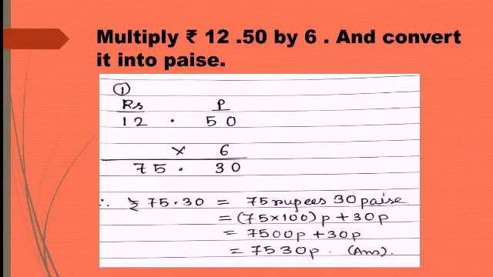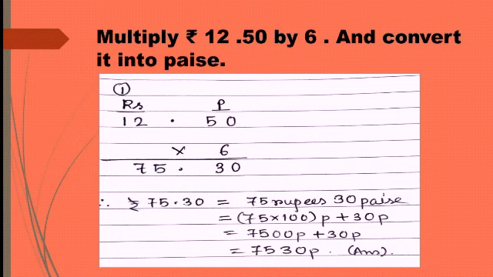Look at the second question. Multiply rupees 12.50 by 6 and convert it into paise. Must read the question carefully. Not only do you have to multiply, but also here you have to convert it into paise. So after the multiplication part you have to convert. So how to do it?